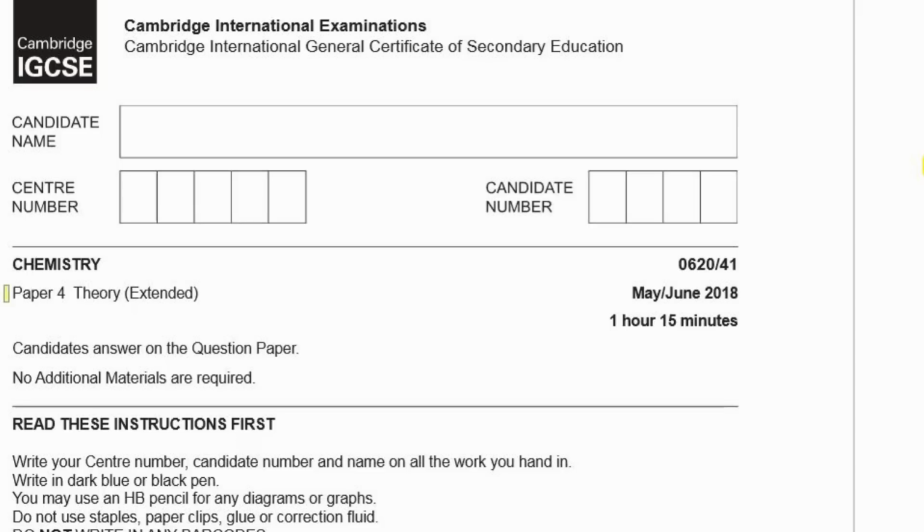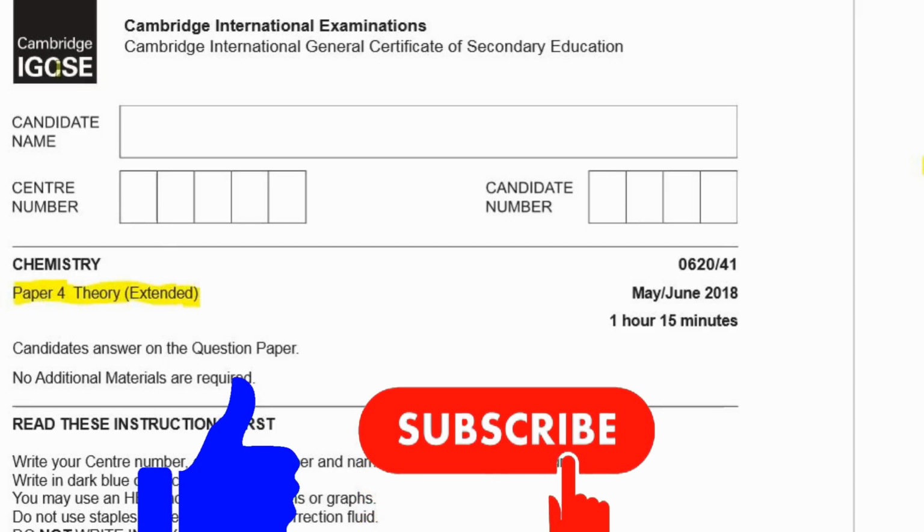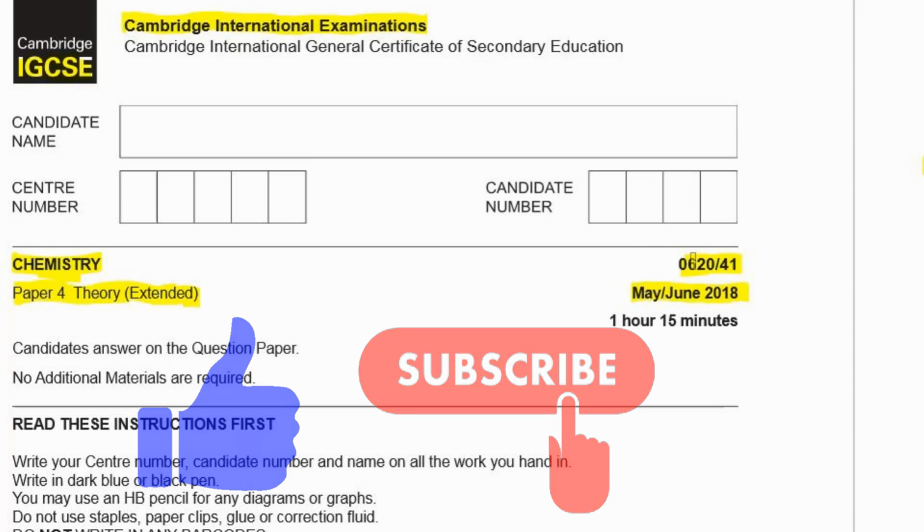Right, today we're going to cover Paper 4. This is the Extended Theory paper for IGCSE Chemistry, from Cambridge International Examinations, for May-June 2028, and the code is 0620/41. All right, let's begin.